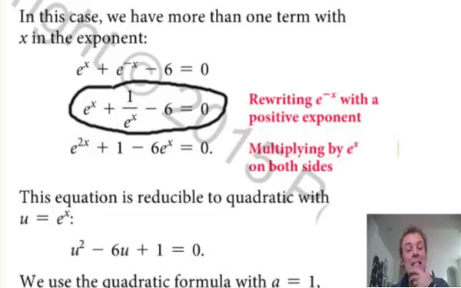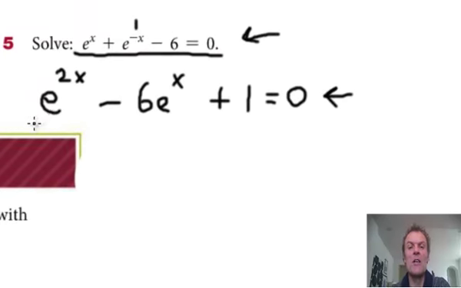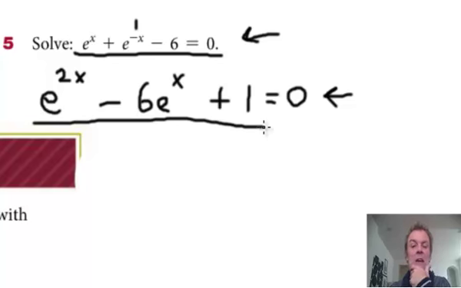Right, e to the x in the denominator. If we multiply everything by e to the x, I'll get rid of it. So multiply everything by e to the x: e to the x times e to the x is e to the 2x, add exponents. Okay, e to the x times 1 over e to the x, the e to the x's have cancelled, so it's just 1, and 6 e to the x. So there it is, okay? I've written this in descending order, so that's why that's up there.